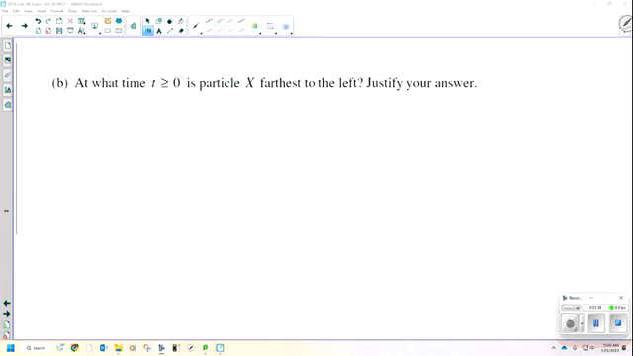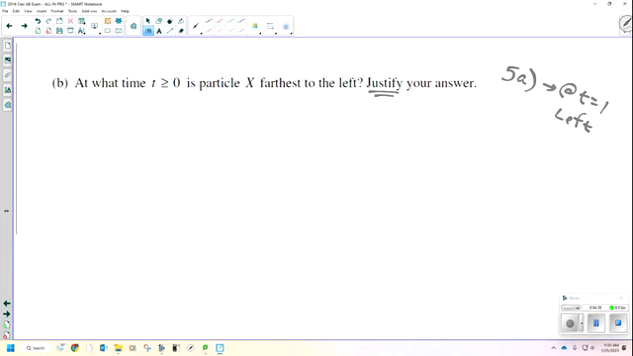5b. At what time t, for t greater than or equal to 0, is particle X farthest to the left? Justify your answer. Justify means math work. We don't need words. We don't need no stinking words. In 5a, we determined that at time equals 1, it's moving left already. So I'm guessing it might start out moving left. So we've got to figure out when it's farthest left. Maybe it's going to stop and turn around, whatever.